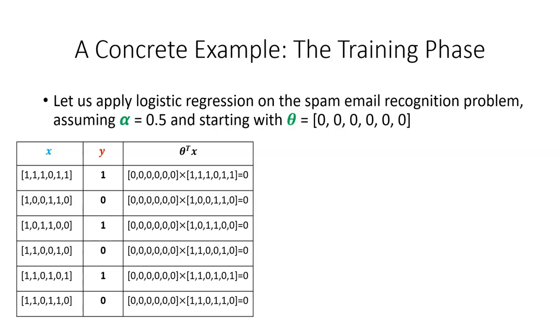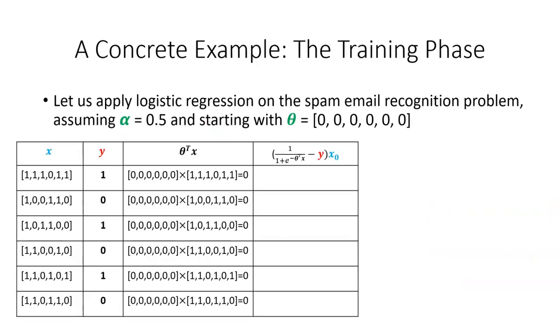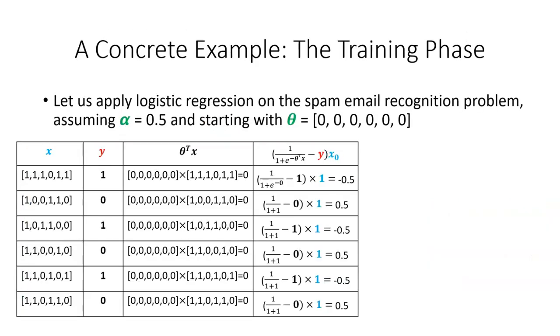Then we apply this function, and sometimes we get zero for the first iteration, and when we change it, the result changes definitely. Then we have the cost function like this one. Second, let us calculate this equation for every example in our training data set, and for every theta j, where j is between 0 and m. This is the second iteration, and then you go for further iterations.